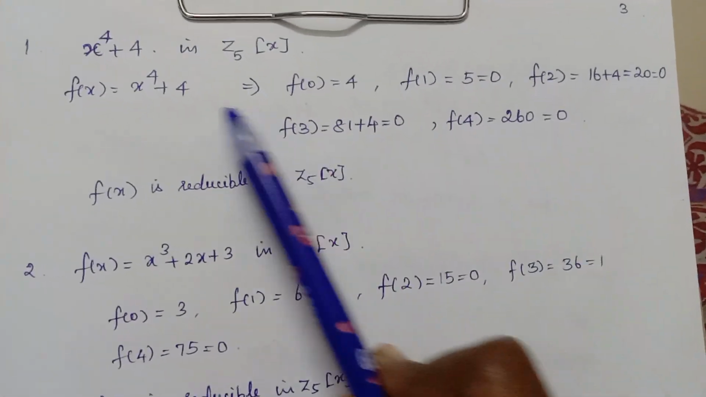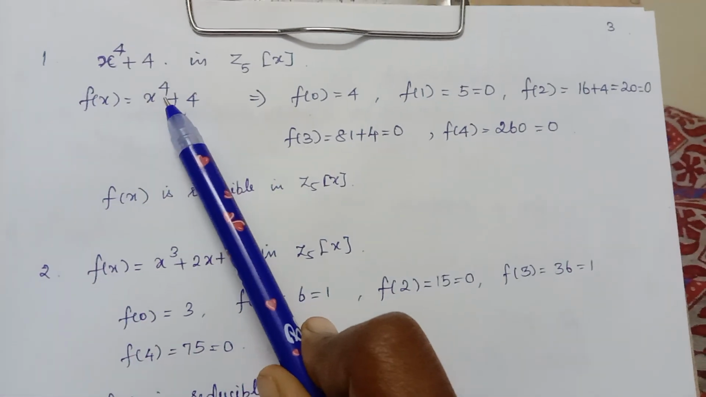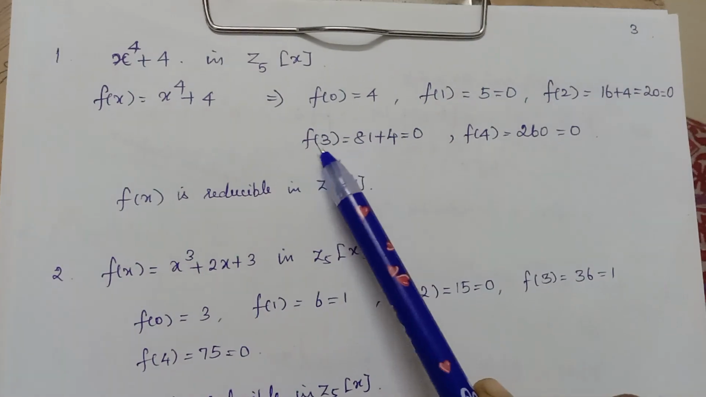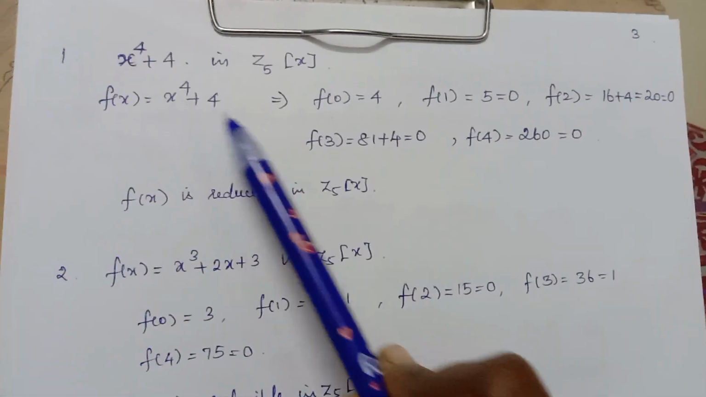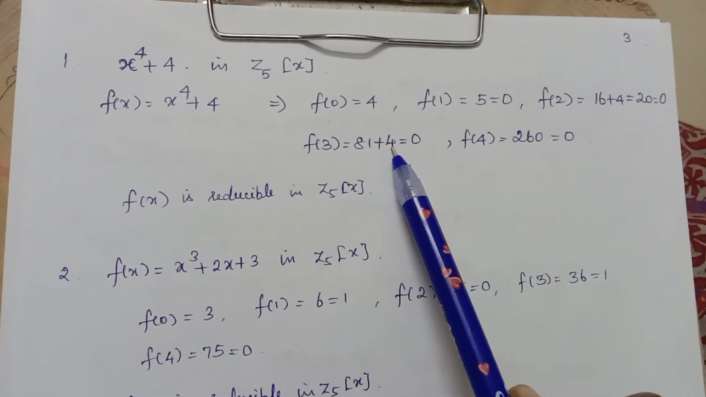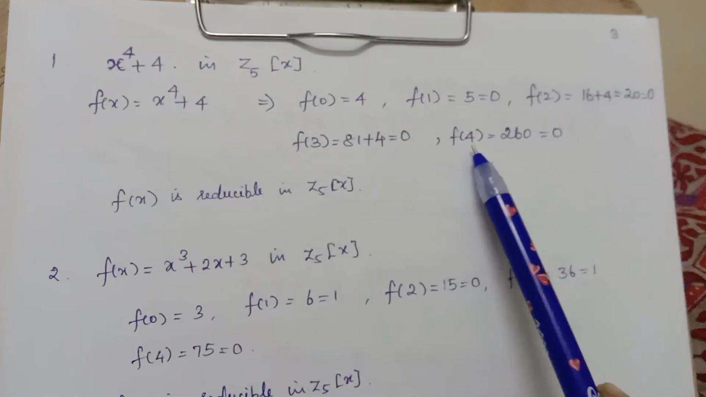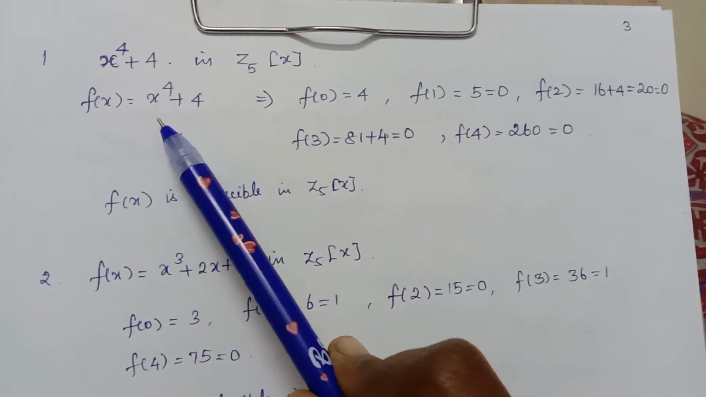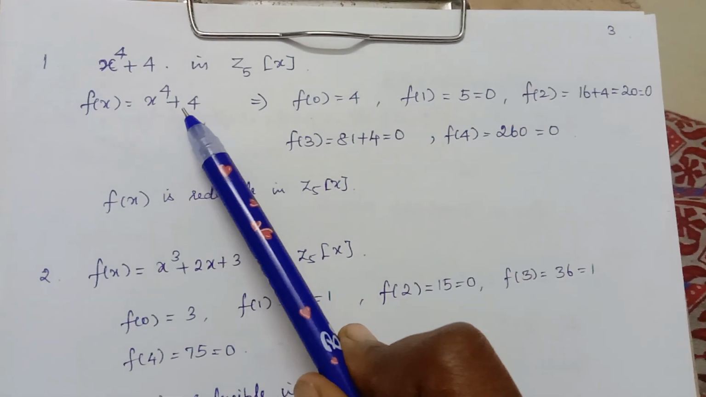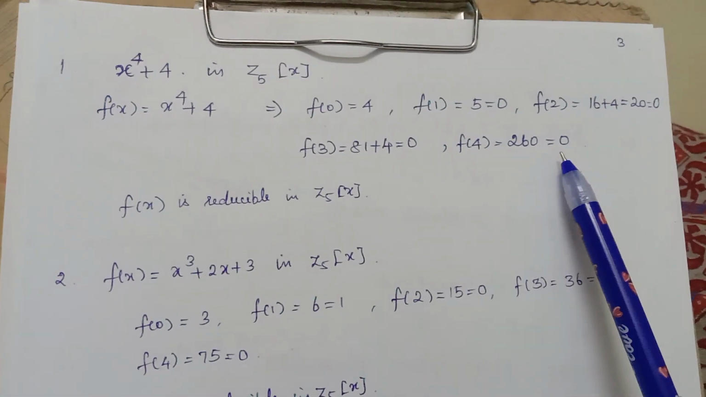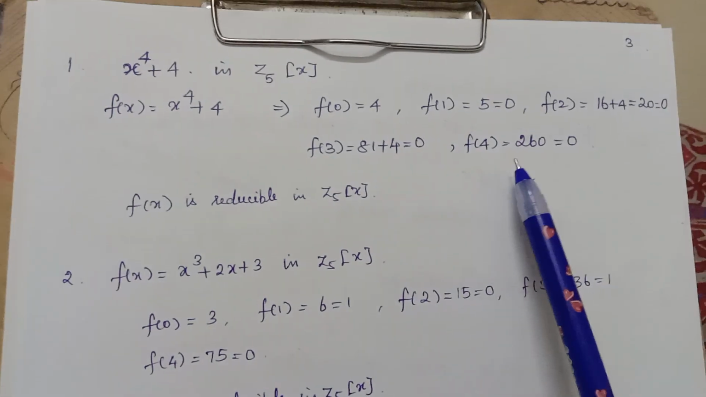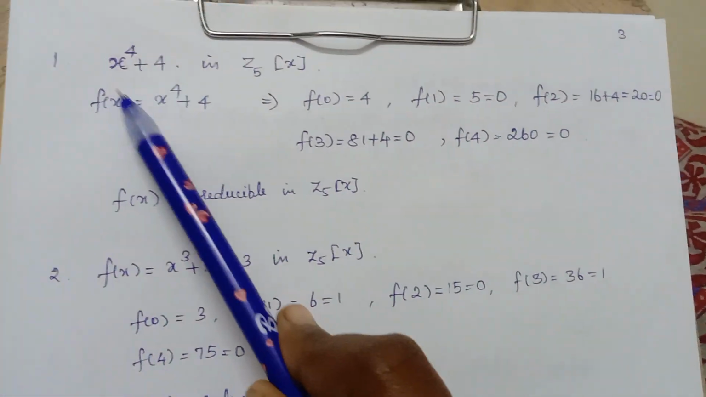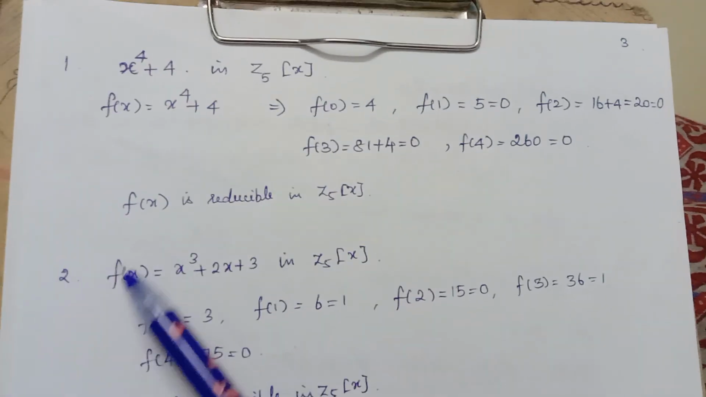What about 2? 2 power 4 is 16. 16 plus 4 is 20. Again it is 0 in Z5. And then 3. 3 power 4 is 81. 81 plus 4 is 85. Again it is 0 in Z5. And 4. 4 power 4 is 256. 256 plus 4 is 260. So again it is equal to 0 in Z5.